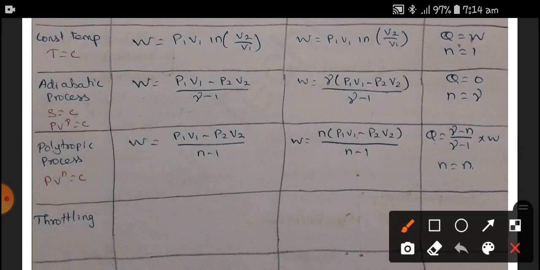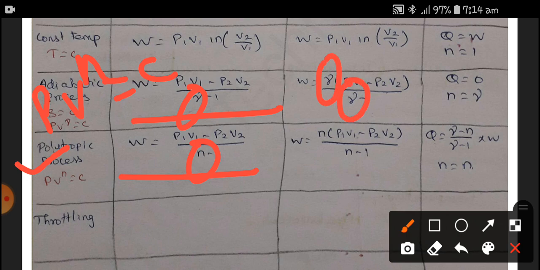And for the polytropic process, PV power n is equal to constant. For the non-flow process, the work done for the adiabatic and polytropic process are similar, whereas here it is gamma, there it is n. Similarly for the flow process also, instead of gamma, if we put n, it is very similar for the work done for the polytropic and adiabatic process. Whereas the heat generated is equal to gamma minus n divided by gamma minus 1 into W.